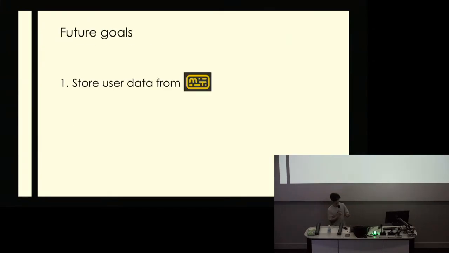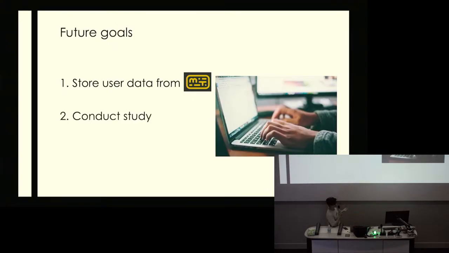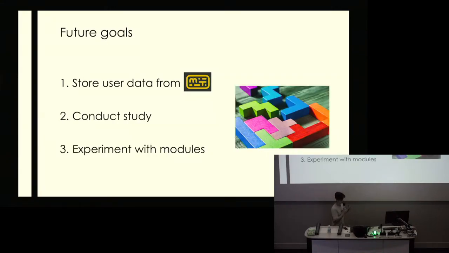Pretty much, my future goals for this project would be, I suppose they're done now, but at the time of the presentation, I'd like to store the user data from Monkeytype, because Monkeytype is the main typing test that I'm using as my main front end. I'd like to use their login system as well to expand my database as people use the application. I'd like to conduct a study to find out whether this method of typing test training is any different than just doing random test training. And finally, a lot of my code is very modular, which means I can optimize certain modules anytime I want, and it won't really affect the rest of the program. So I'd like to experiment with that and see what I can come up with.